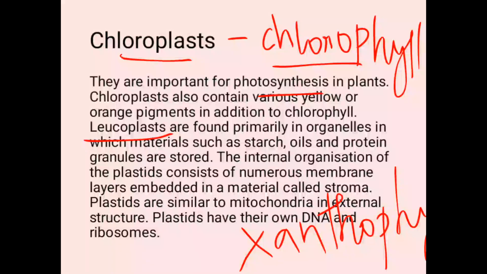So next one is the leucoplast. It is a colorless plastid. Most of its function is to store starch, oils and protein granules. Even the plastids are covered by a double layer. Inside the plastid, the materials are embedded in a content that is called stroma. Even this plastid has its own DNA, its own genetic material, just like the mitochondria.